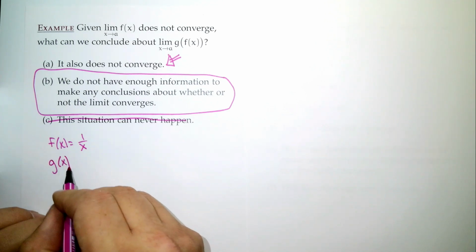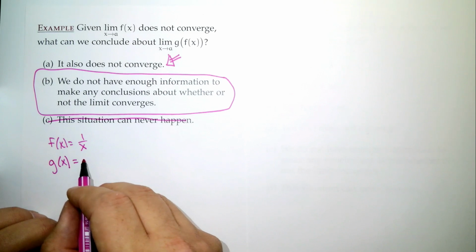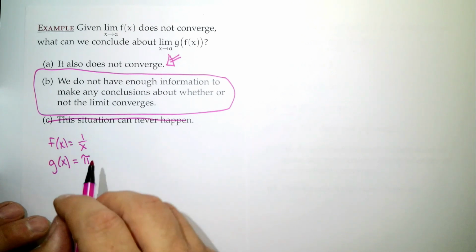Let's look at g of x, and let's make a very easy function. Pi. It's lunchtime. I'm a little bit hungry. Food's on my mind. But g of x is actually just the following function. It says, whatever you plug in, I'm just going to give you pi back. So plug in 1, out comes pi. Plug in 1,000,000, out comes pi. Plug in pi, then you get pi back. That seems fair. All right.